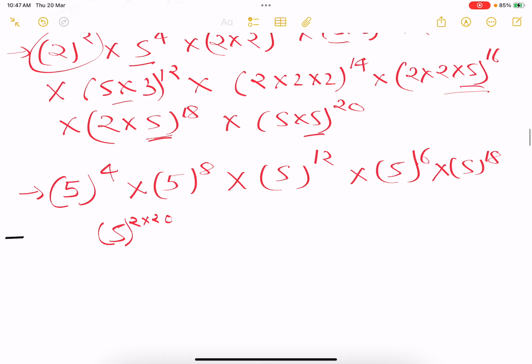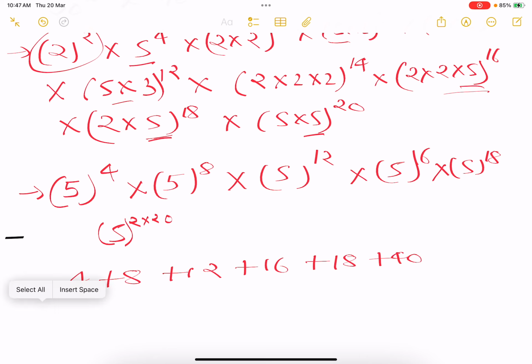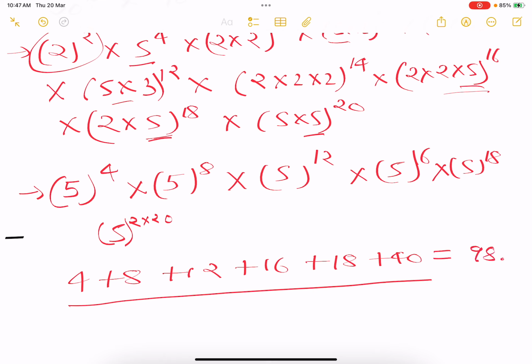So the number of zeros would be that how much is the power of 5? So here the power of 5 is 4, here it is 8, here it is 12, here it is 16, here it is 18, here it is 40। Now we add this and we get what? 4 plus 8 plus 12 plus 16 plus 18 plus 40 is equal to 98. So we can say that the number of zeros would be 98.